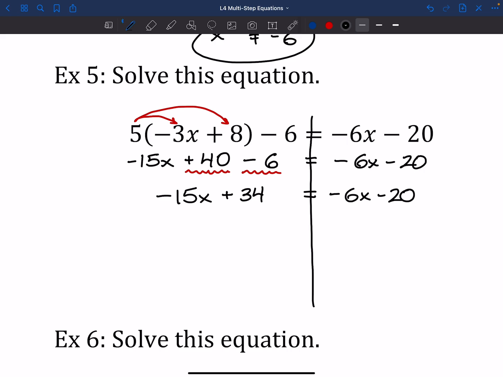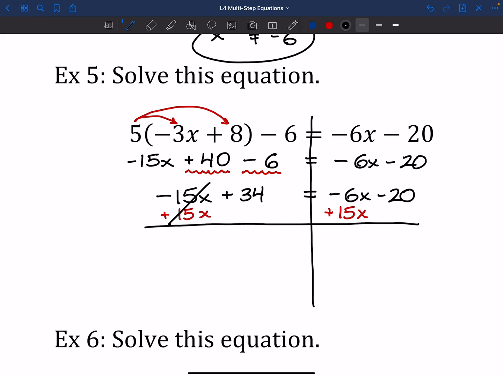Okay, so after that, now we can start moving things across the equal sign. Just like I mentioned on the last one, I like to move over the smaller number for the variables. Negative 15x is less than negative 6x. So I'm going to add 15x to both sides to get rid of that. I'm going to add it over there as well.